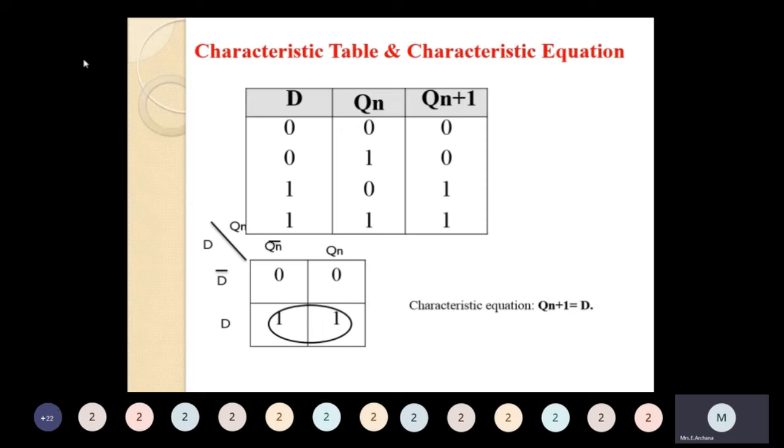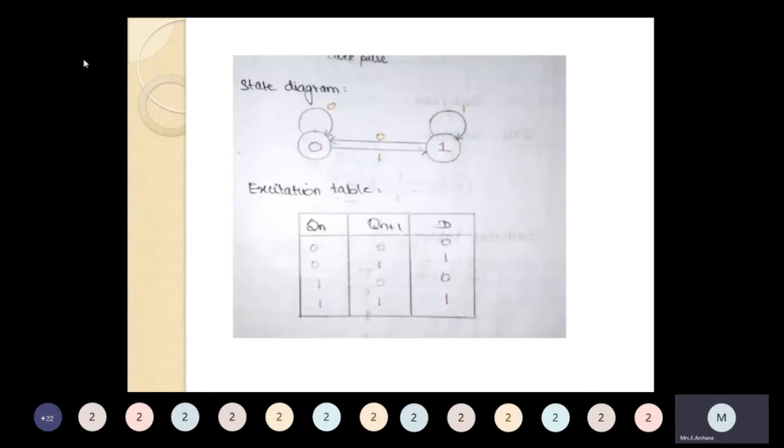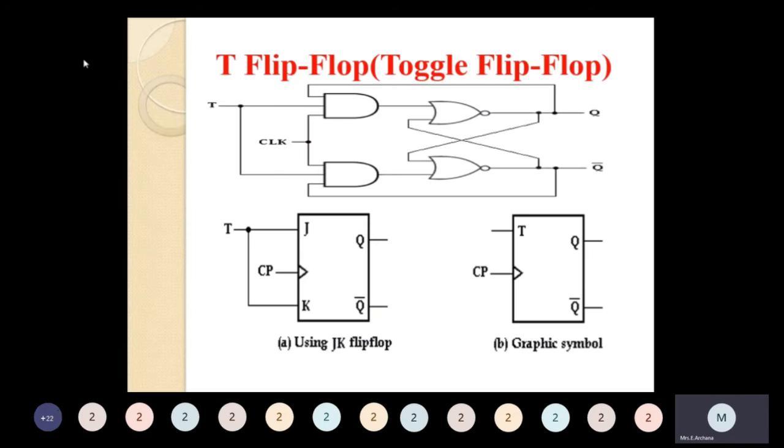For the characteristic equation, the next step is to use a two-variable K-map. When we simplify the next state values, we get the characteristic equation Q(n+1), the next state, equals D. And then the state diagram and excitation table values for a D flip-flop are 0, 1, 0, 1.